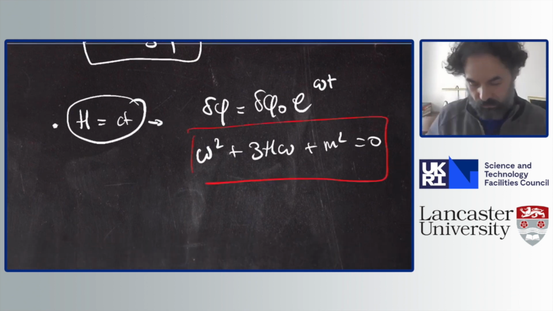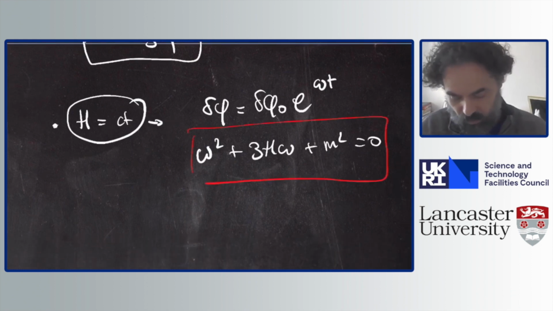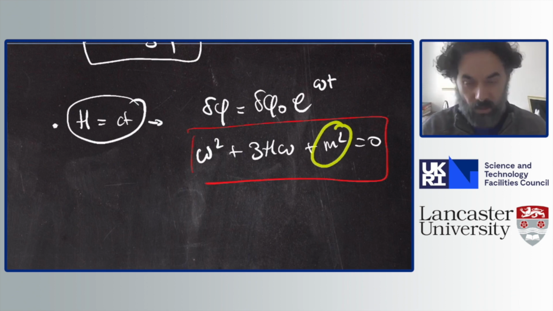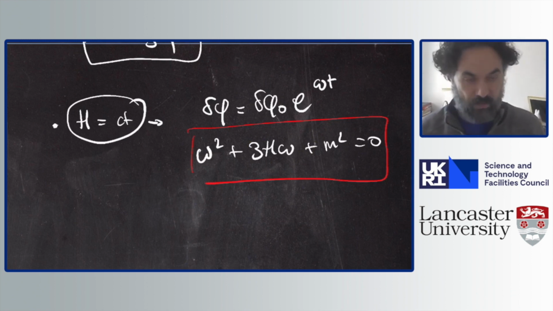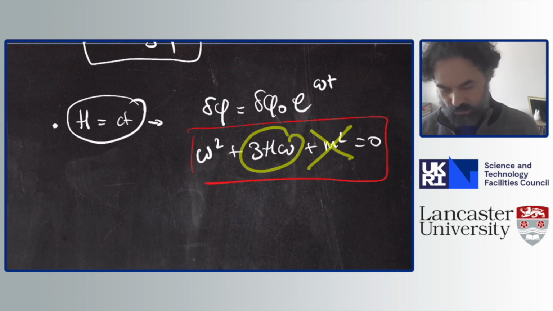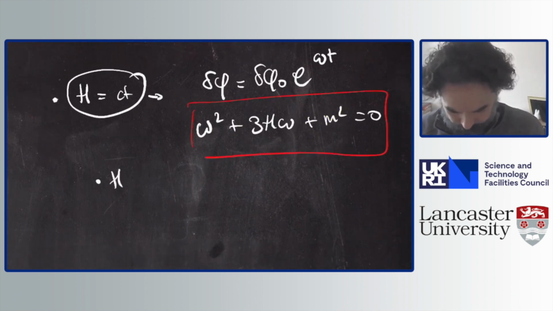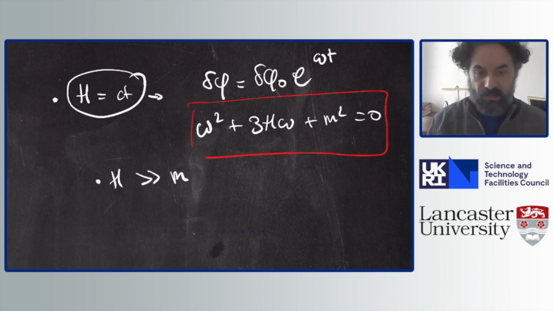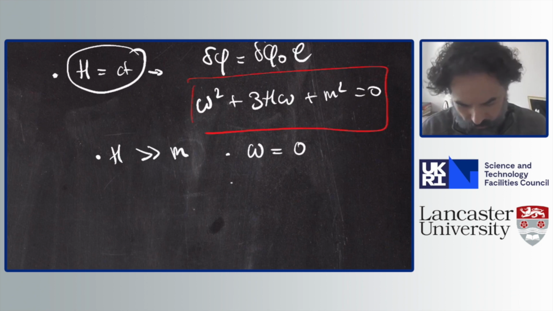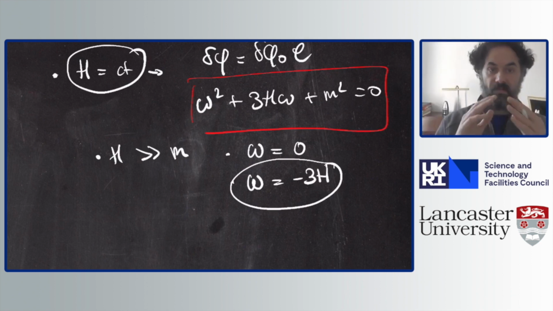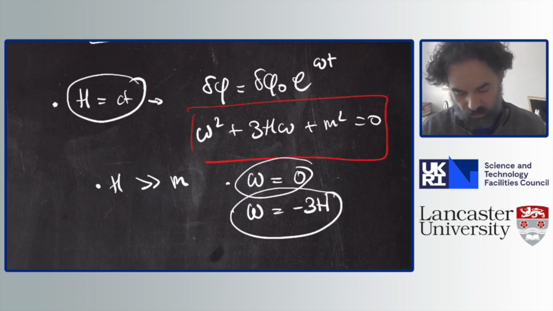All right, and you have already identified two limits. One is when this term dominates, one is when this term dominates. Let's first explore the case where H is much bigger than the mass, so when this term dominates, so forget about the mass. And in this case, what one finds is that the solutions are given by omega equals 0 and omega equals minus 3H, right? So you see that this solution decays very fast with time, and this solution is a constant solution.